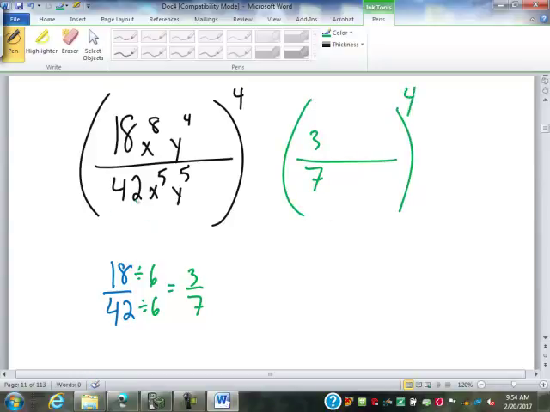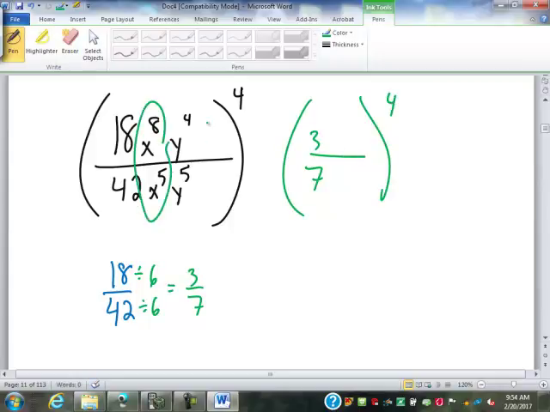X, what's going to happen with that? Where's that going to end up? Top or bottom? Top, and power of 3. Good. 8's the bigger power. 8 minus 5 is 3. Where's the y going to end up? Bottom, and that'll be just a y.